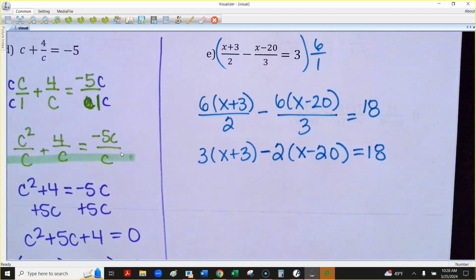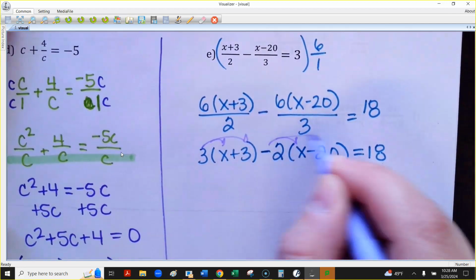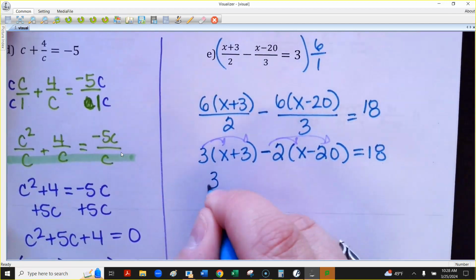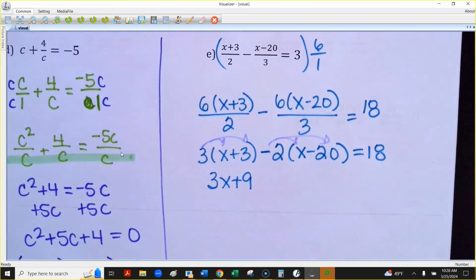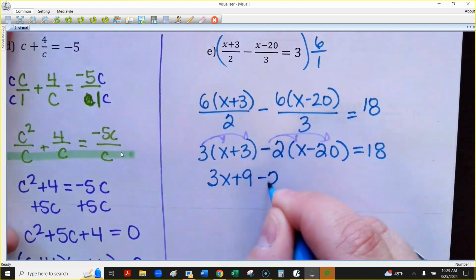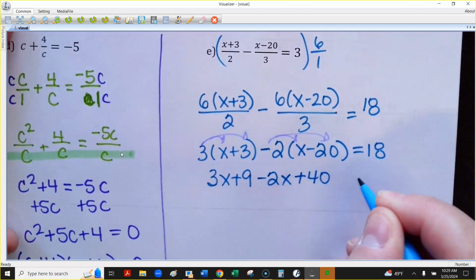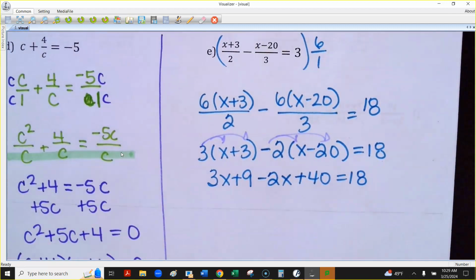So this is a little more complicated than a couple of the other problems, but we're just going to do a little distributive property here, and then we'll combine some like terms. So you got 3x + 9. Now, if you're subtracting these two fractions in the original problem, I would just distribute that like a -2. So -2 times x would be -2x. -2 times -20 ends up being +40. And when you distribute it that way, you're distributing that subtraction sign as you do that.